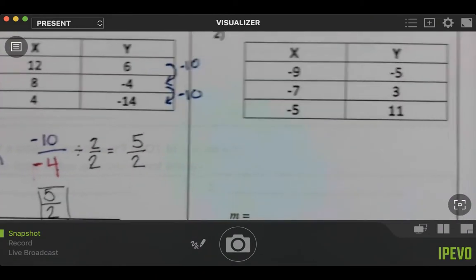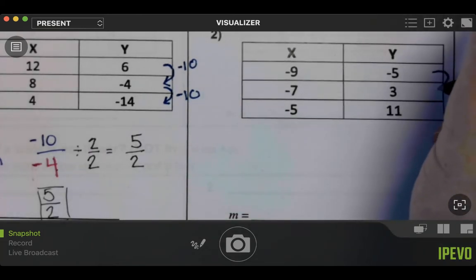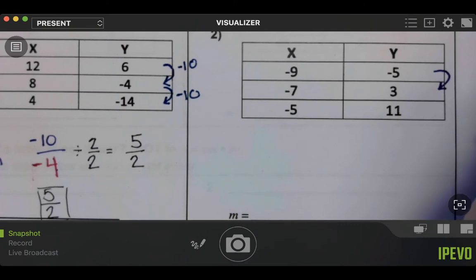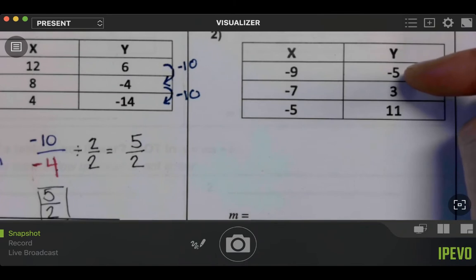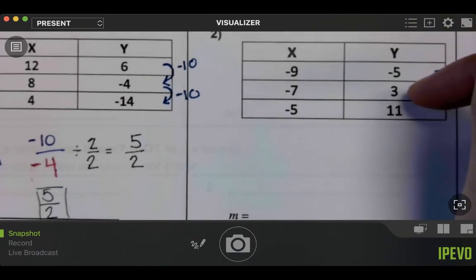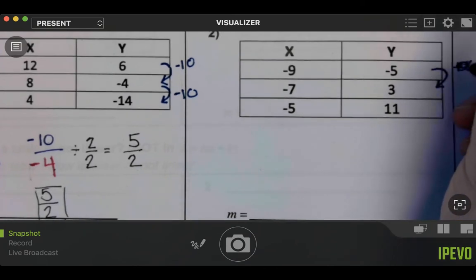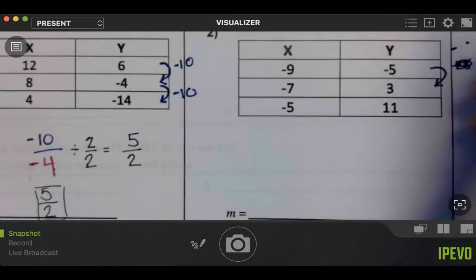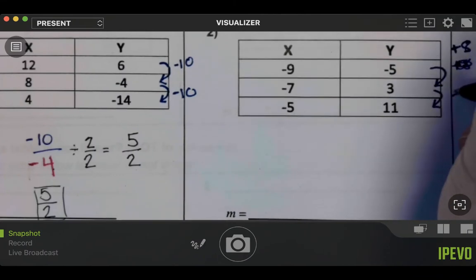So going on to the second one, we're going to do the same thing. From -5 to 3, we are going up 8. And again, I just got that from doing 3 minus -5, which is 8. I'm going up 8. Then from 3 to 11, what happens? I go up 8 again.